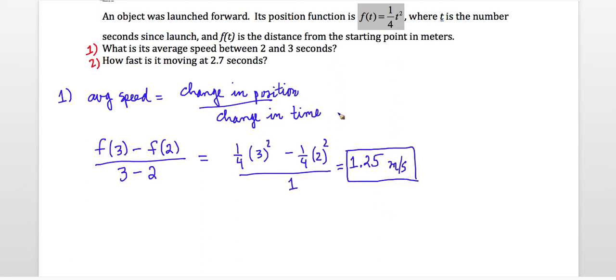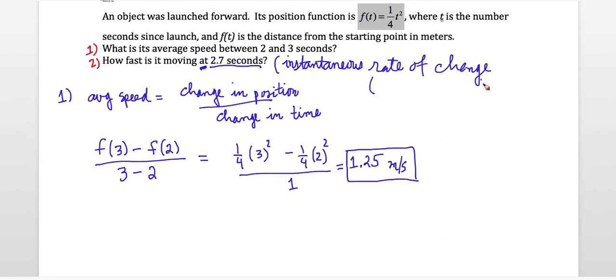Now, let's move on here to number 2, which asks how fast is the object moving at, and the key word here is at, 2.7 seconds. So this question is not asking us about what is the average speed of something. It's asking what's the speed of this object at a particular moment in time. So those of you who have studied a little bit of physics, we know that this is called the instantaneous rate of change. Now in this case, the rate of change here is speed. So this is the instantaneous speed.